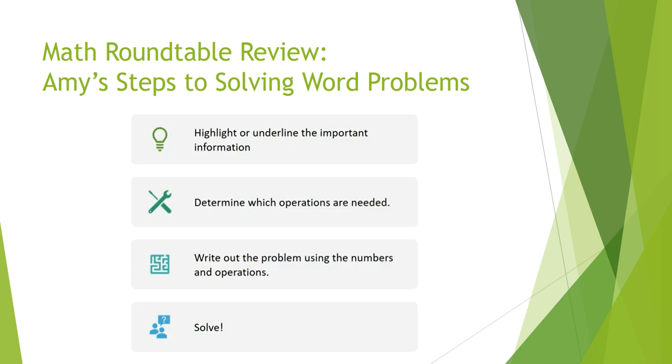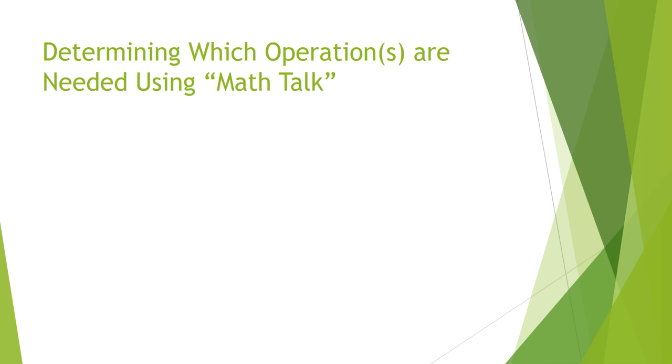Okay, so next step is once we know those things, we're going to write out the problem using numbers and operations. Makes sense? And then the fourth step is to solve it. So today we're going to be focusing on one aspect of this, which is determining which operations are needed. And we're going to do that using something that I call math talk. Okay, what's math talk? Good question.